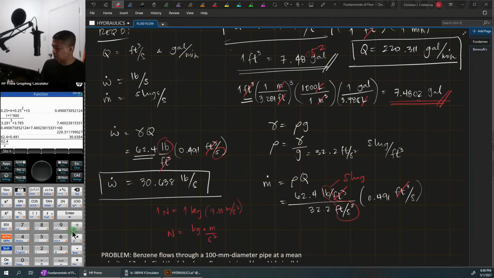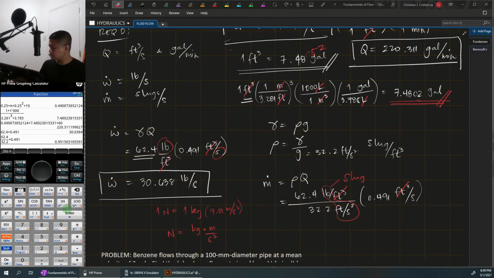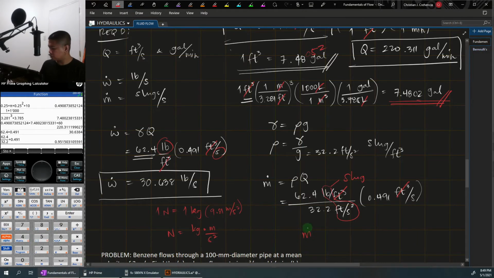So let's multiply this. 62.4, divide natin ang gravity, 32.2. Okay, so that's density na, no? Unit weight over gravitational acceleration is density. Then times the discharge 0.491. Okay, and for the mass flow rate, so we have 0.952 slugs per second.